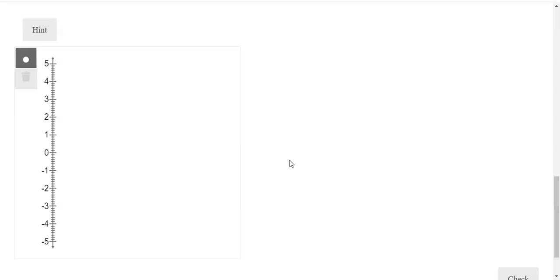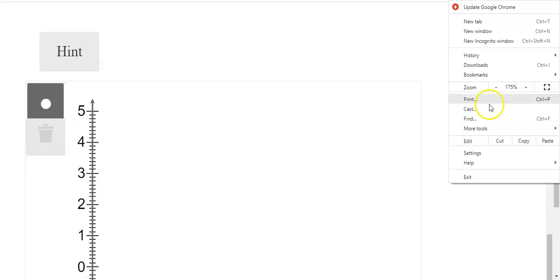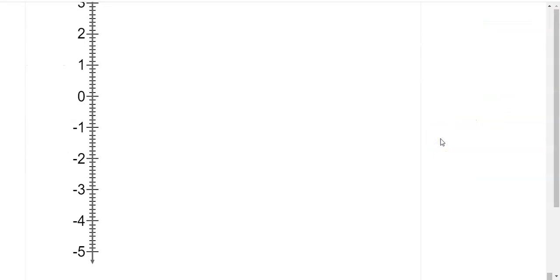I'm going to start with negative 4 1/2. I'm going to zoom this in a little bit so we can see it a little bit better. So our first one is negative 4 1/2. 1, 2, 3, 4. And it's a half, so we're going to go halfway down. And there's 1, 2, 3, 4, 5, 6, 7, 8. So we're going to go 1, 2, 3, 4. And then that's negative 4 1/2.